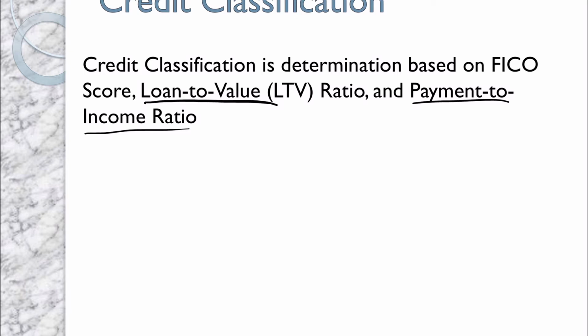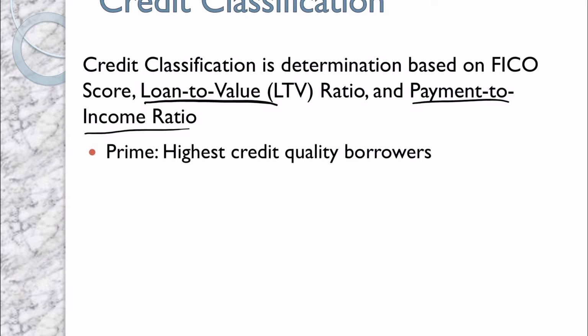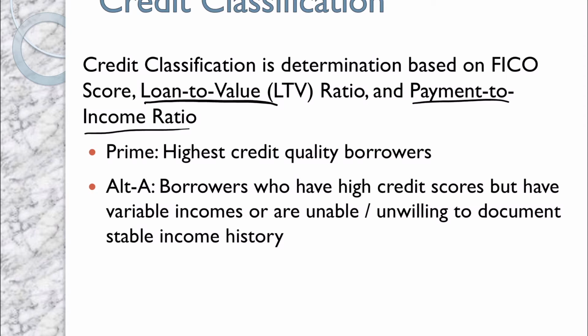And when we talk about borrowers, we have three main types of borrowers. The first would be a prime borrower. This is your highest credit quality borrowers. They would receive the lowest interest rates on these mortgages. You also have Alt-A borrowers. Alt-A borrowers are borrowers who have high credit scores, but they have variable incomes or are unable or unwilling to document a stable income history. So they have a high credit score, but they're not able or willing to document their stable income history.